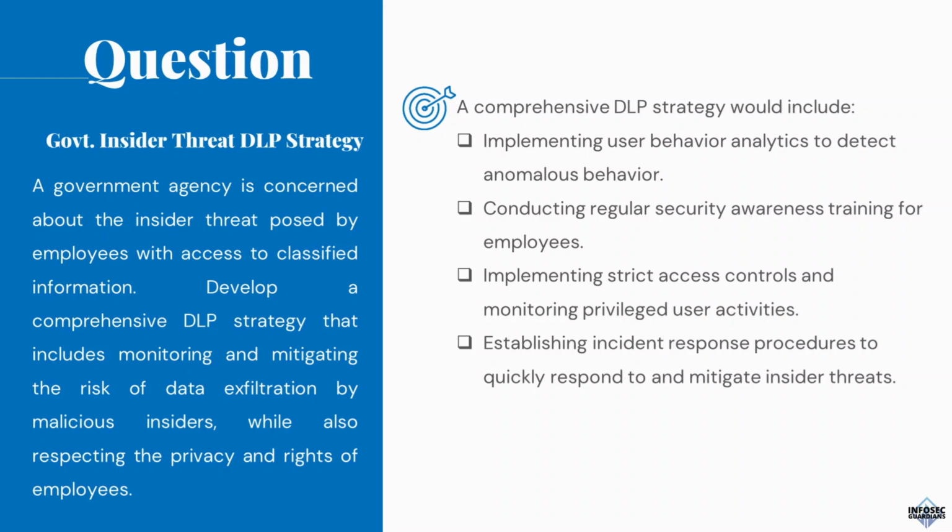Strict access controls and monitoring of privileged user activities would be implemented to prevent unauthorized access to classified information. An incident response plan would also be developed to quickly respond to and mitigate insider threats. By implementing these measures, the organization can reduce the risk of insider threats and protect its classified information from unauthorized access and disclosure.